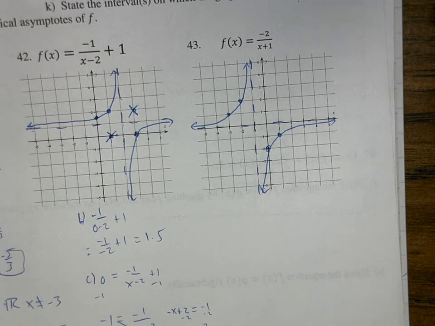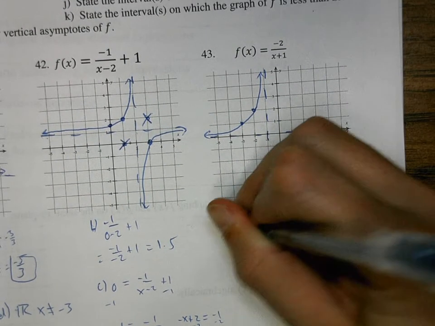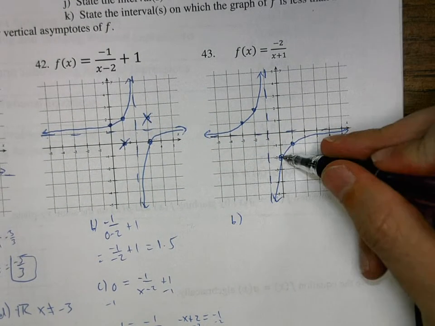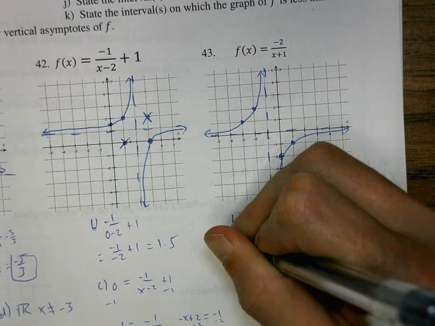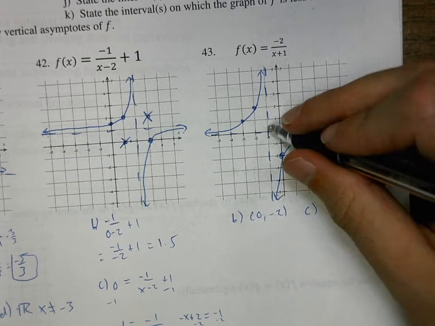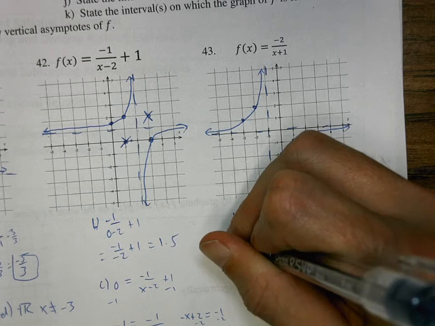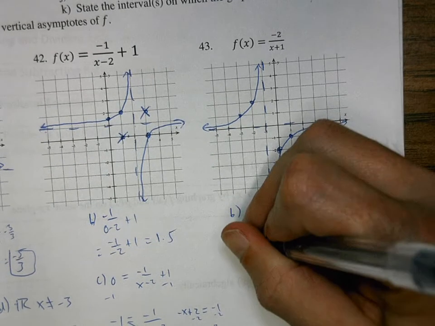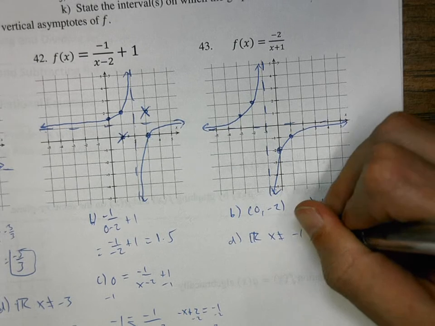Part B, find the y-intercept. It crosses the y-axis at 0, negative 2. Don't even really have to do the work. For part C, state the x-intercept. It never crosses the x-axis. None. D, state the domain. All real numbers, but x cannot be negative 1. E, state the range. All real numbers, but y is not equal to 0 anywhere.